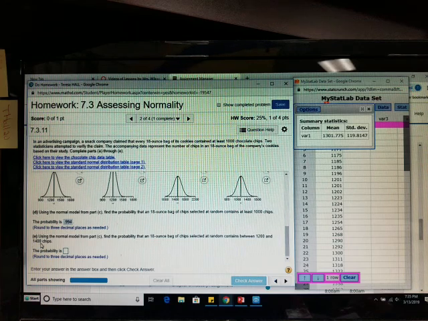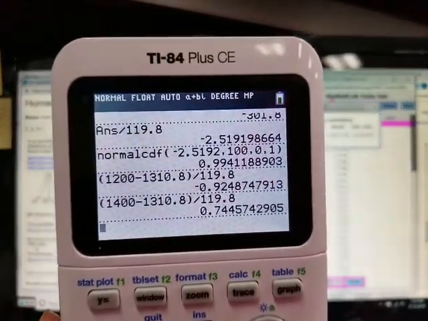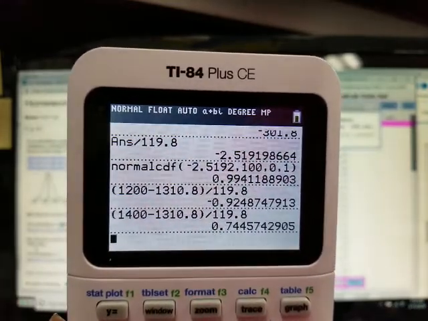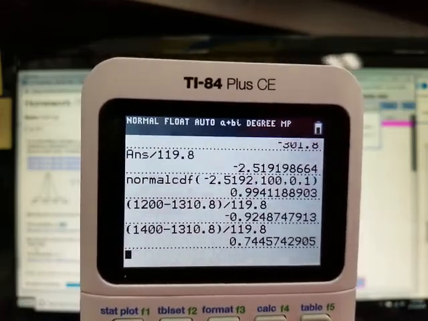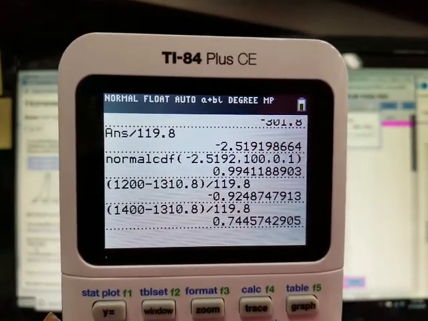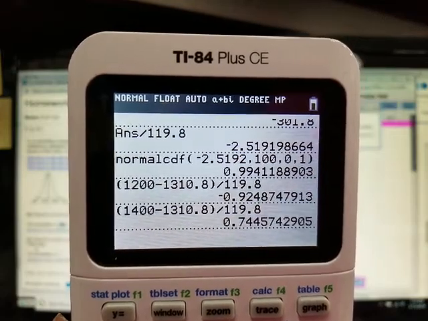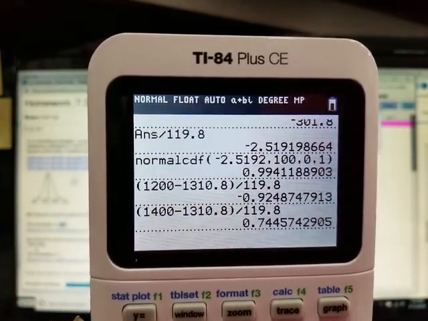So I'm going to have to take the 1,200 minus the mean and divide that by the standard deviation. Okay, I'm going to do the same for the one on the right, except now I'm going to use the 1,400 instead of 1,200. I'm going to show you this on the calculator here in just a second. Okay, so the bottom two lines are getting those two z-scores. So 1,200 chocolate chips minus the mean, divided by the standard deviation. It had a negative z-score of negative 0.92. The 1,400 chocolate chips, take away the mean, divided by standard deviation, gave me that positive z-score of 0.74457.